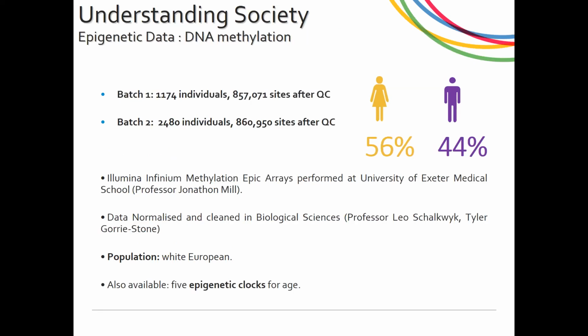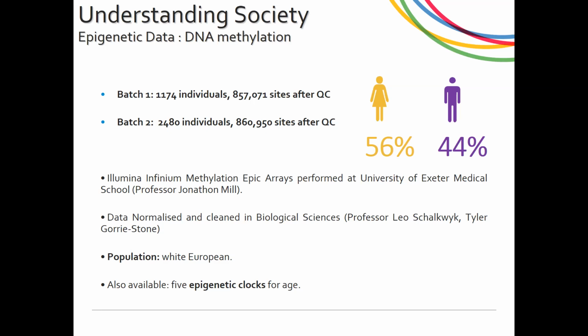Okay, the second omic data we have is DNA methylation. As Anna mentioned, we often refer to it as epigenetic data, and we have two batches. The first one was measured in 2017. At that time, we got some funding to measure a relatively small subset. So we have 1,174 individuals and about 857,000 sites after quality control.